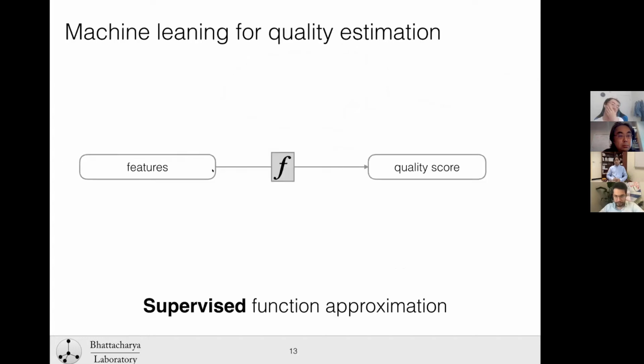It turns out that machine learning plays a very important role in model quality estimation, because machine learning helps to learn a function that maps from protein feature space to some sort of quality score. And naturally, supervised function approximation plays a major role because we have many structures solved by experimental methods. So we can learn the function by observing the structures that we already know and try to establish this mapping between features and quality score.